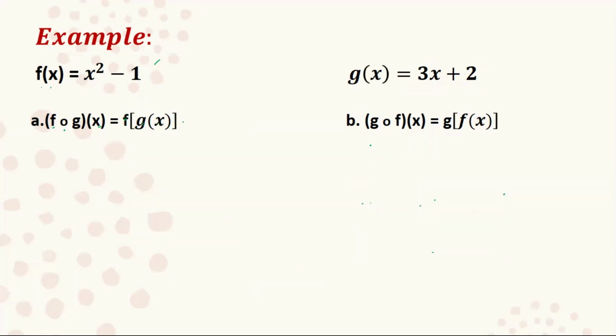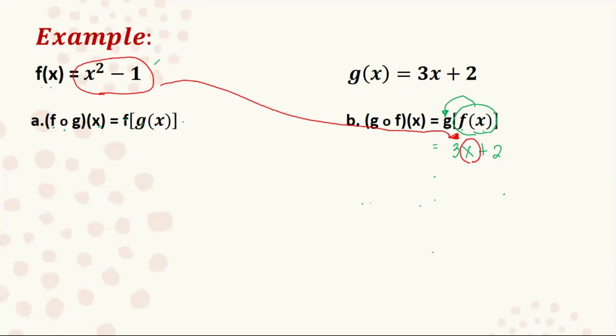Let's have the last example. This time, you are asked to find g of f of x. So, it means that f of x this time will be the input of g of x. So, again, what is the outer function here? It's g of x. So, we copy 3x plus 2. And since the inner function here is f of x, it means that we have to replace this variable by f of x. So we have 3 times x squared minus 1 plus 2.